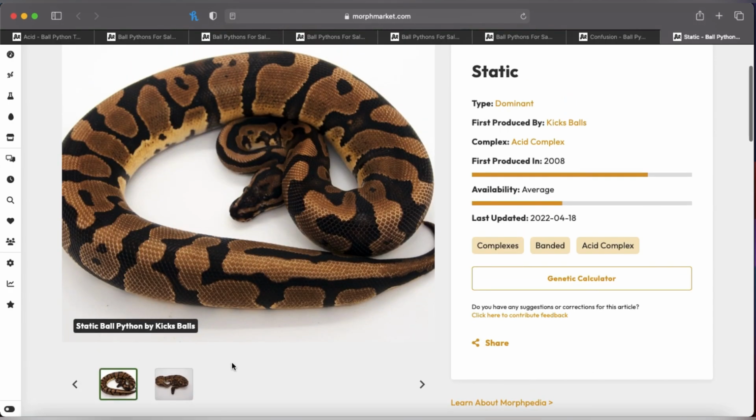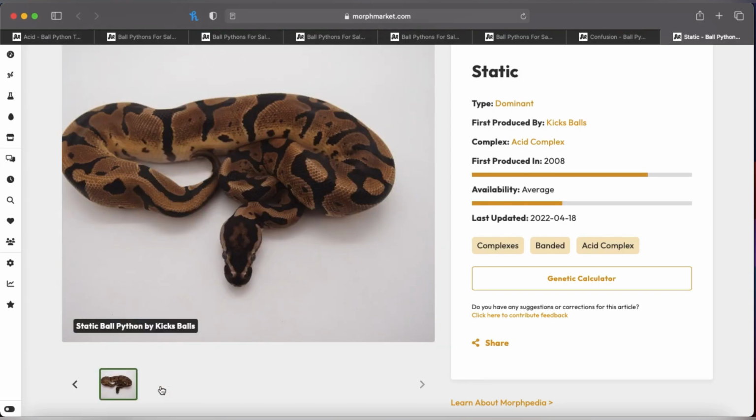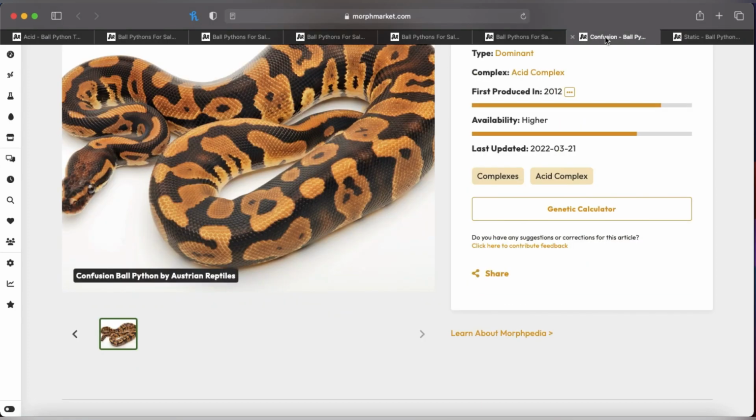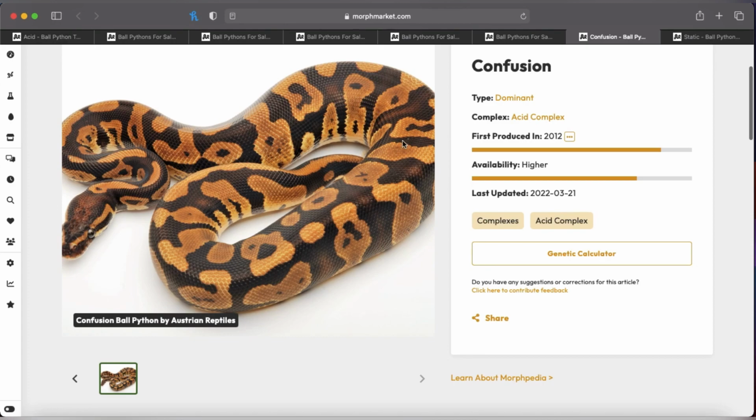Yeah, so there you go. That's a static ball python. You can see it's not quite as broken up and jaggedy as the confusion. But outside of that, I can't see a whole lot of difference between that and the confusion, aside from the confusion having a bit more variation in its body pattern. So now let's go to the acid.